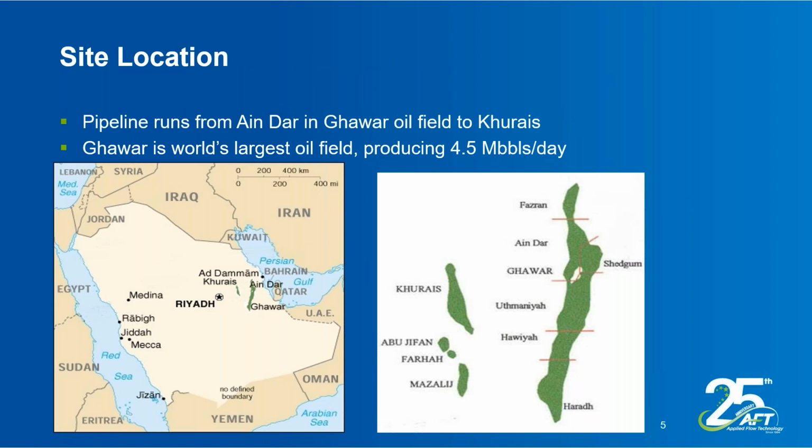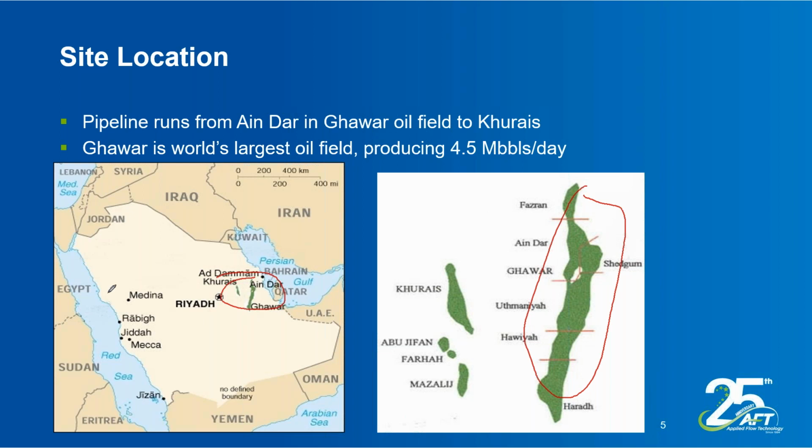This is Saudi Arabia, and the oil fields are on the eastern side of the country over here. This is the Ghawar oil field, and there's tons and tons of oil reserves. It's the world's largest, producing 4.5 million barrels a day. Well, it was the world's largest back in 2008. I don't know what the largest oil field is now, but in 2008, this was the largest.